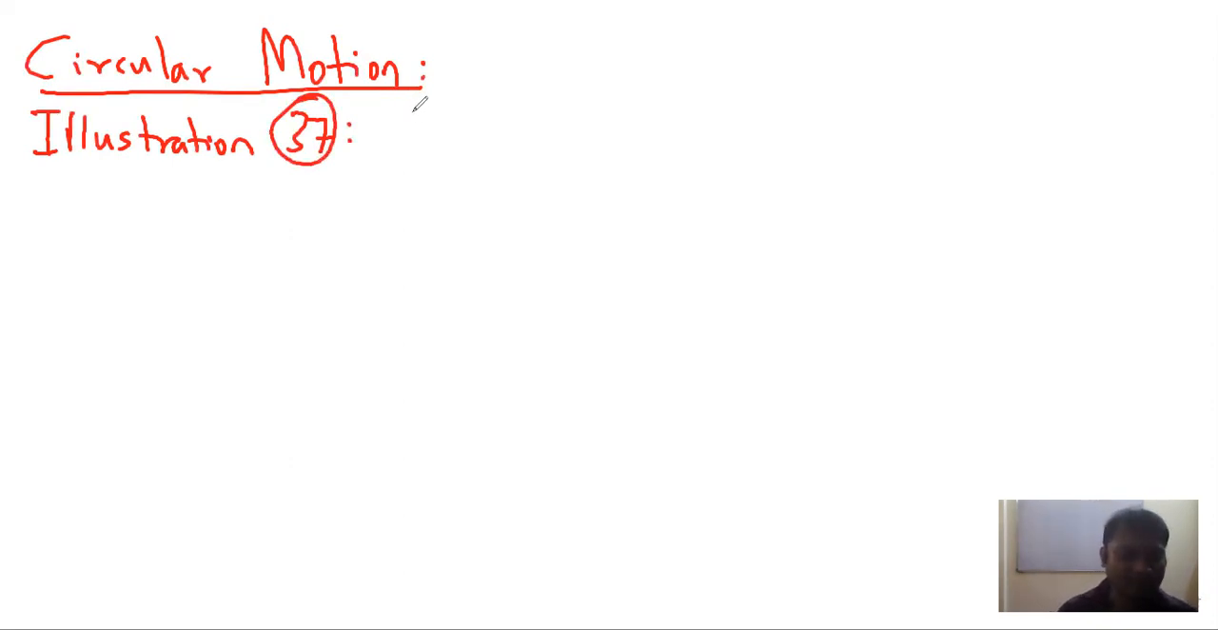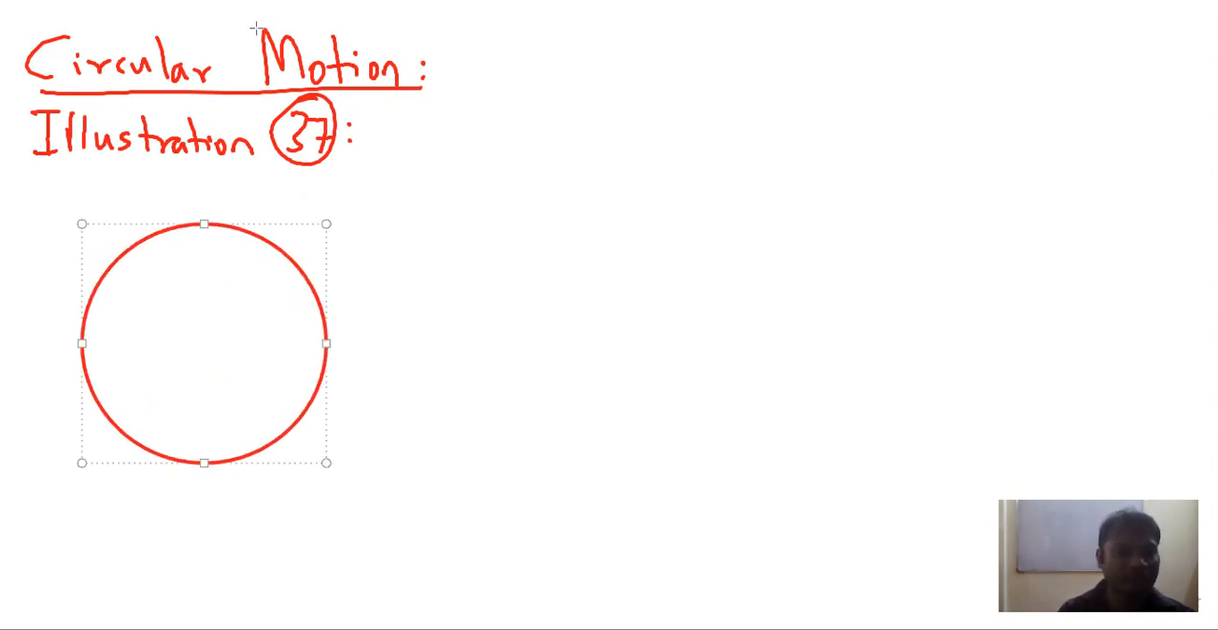We are given a question in which we have a block whose mass is 1 kg. It is tied to a string of length 1 meter. So this is the diagram. So we have a string whose length is given to us as 1 meter. And we have a block which is tied to this string. So let us say at this position, we have a block which I'm showing by red color here. So this is the block.